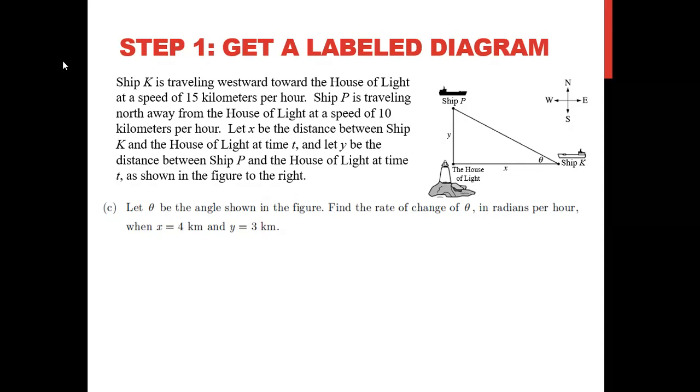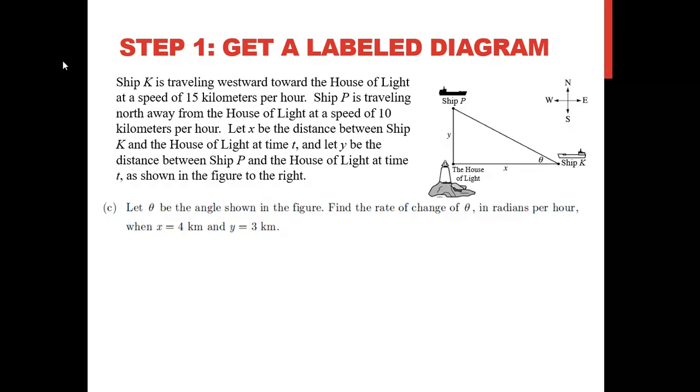Let x be the distance between ship K and the House of Light at time t, and let y be the distance between ship P and the House of Light at time t, as shown in the figure to the right. So we already have a diagram, and it's got some labels on it, x and y, that were suggested in the statement of the problem. And then also there's a compass rose in the upper right-hand corner to help us with our directions.